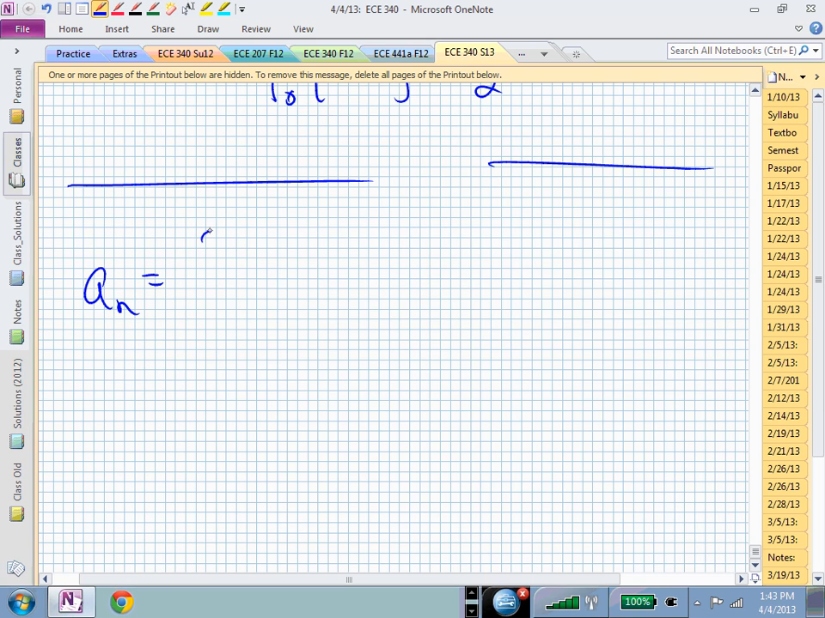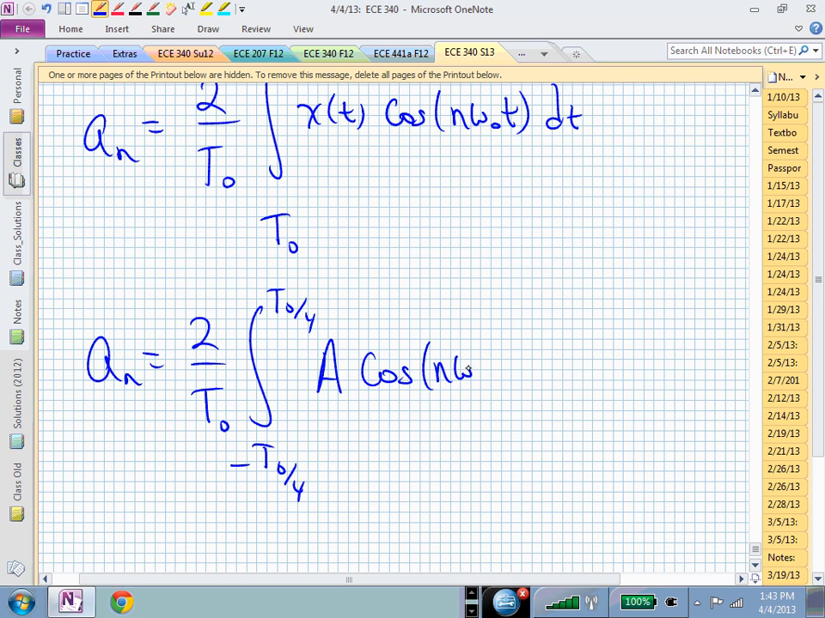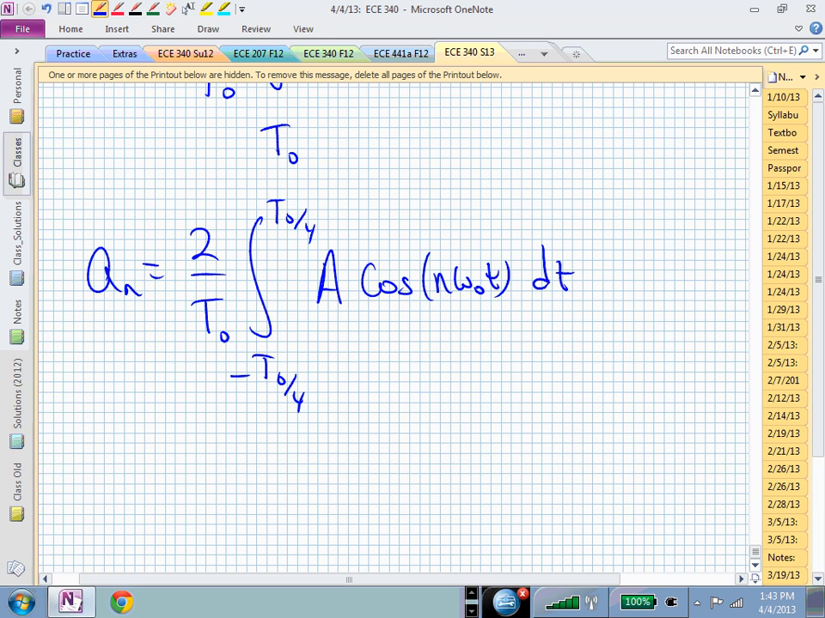You now have a sub n is 2 over T naught integral over a period x of t cosine of n omega naught t dt. But that's now going to be this 2 over T naught integral. It's only non-zero between minus T naught over 4 and T naught over 4 with an amplitude of A. And now we simply have to remember how to integrate the cosine. Integral cosine, that's sine, isn't it? And we have to worry about the argument.